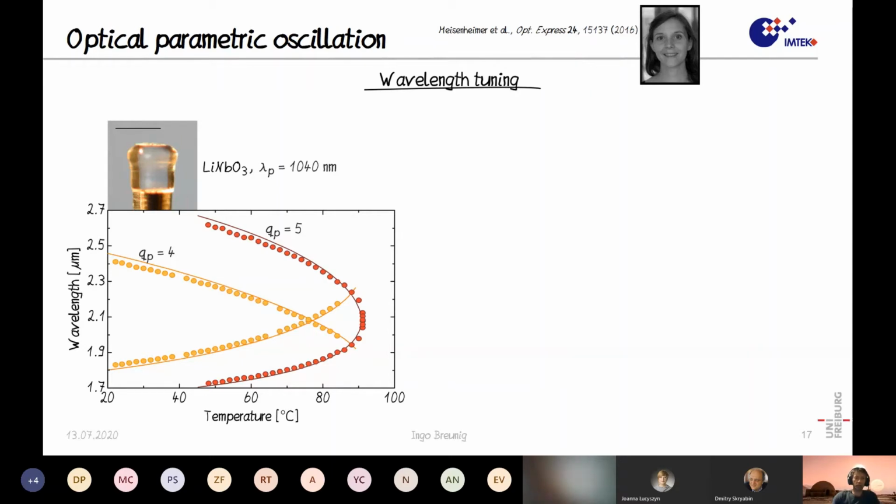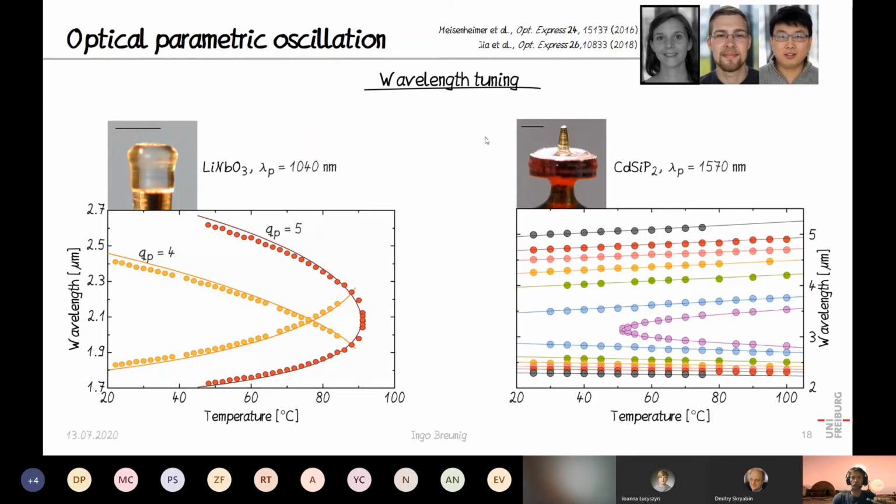If you work in the near infrared, you can basically have everything just from diode lasers. The story is different if you go to the mid infrared. Here we cannot use lithium niobate because the quality factor in the mid infrared is too low. So we have used cadmium silicon phosphide, and we pump it with a very compact diode laser operating in the telecom range. And here also we change the temperature between room temperature and 100 degrees C, and you can see various tuning curves.